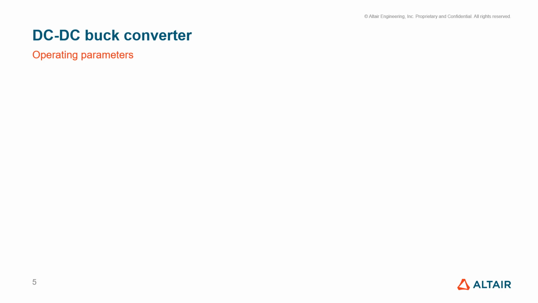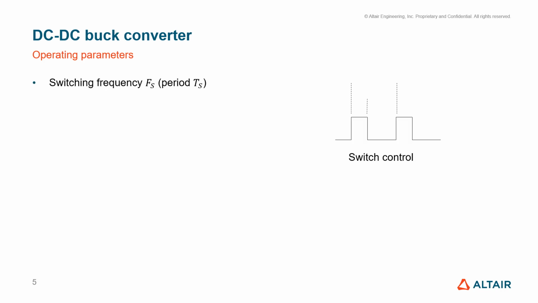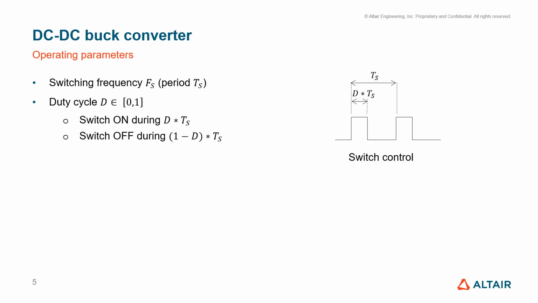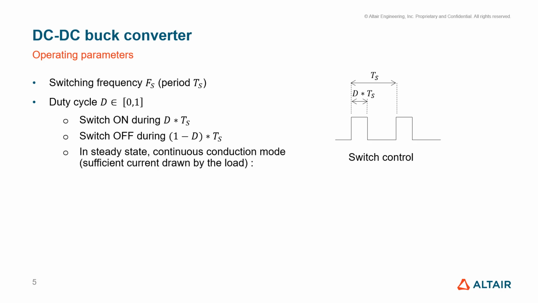The main operating parameters are the switching frequency with a period Ts, the duty cycle D, a number between 0 and 1. During a time of D times Ts, the switch is on and off during the rest of the period. When the steady state is reached, if a sufficient current is drawn by the load and with ideal components, the output voltage is related to the duty cycle and the input voltage by the equation Vout equal D times Vin.